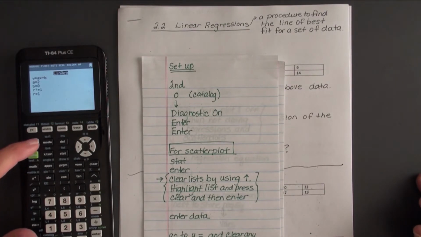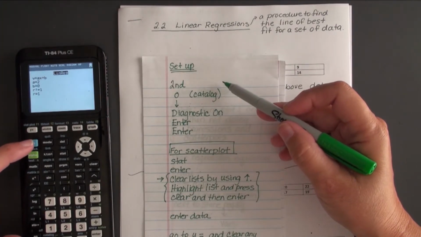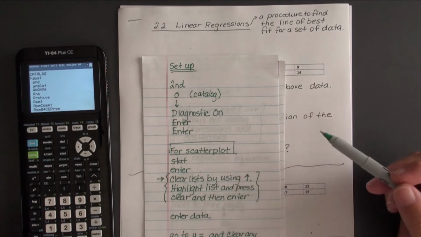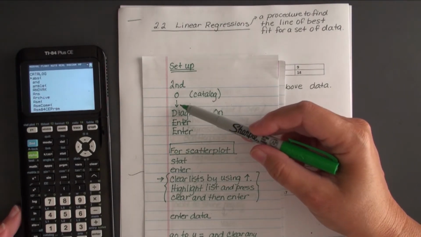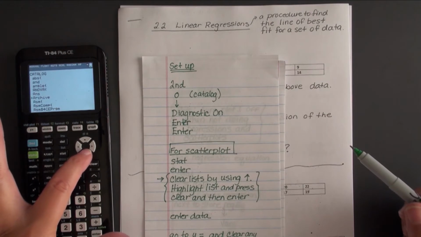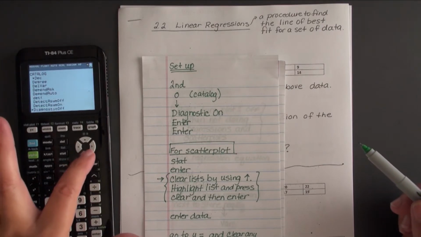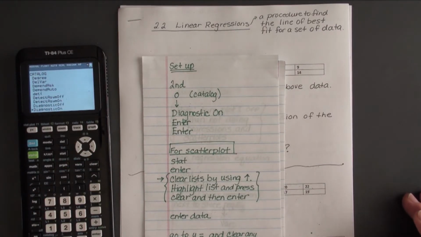So what you'll do is you'll press second and then the number 0. The number 0 says catalog above it. And then you're going to use your down arrow quite a bit until you'll see that all these things are in alphabetical order. Go down to the D's, all the way down until you see the two words diagnostic on right below diagnostic off, and a little arrow will be there highlighting that.